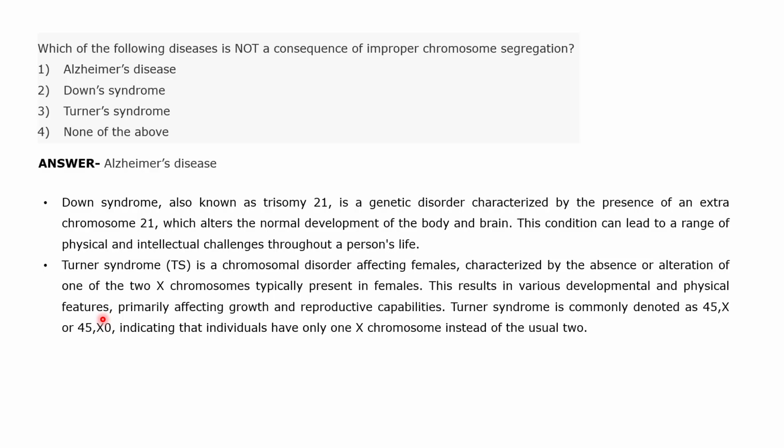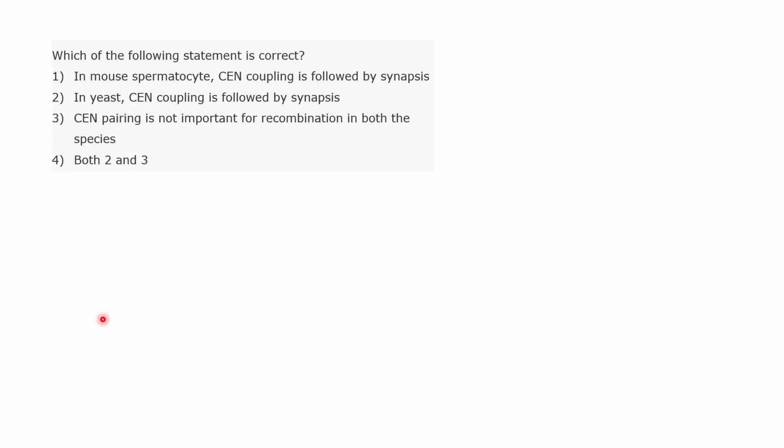Okay, so I think it's quite clear, right? You also know the basics. So I will just move on to the next question. Okay, which of the following statements are correct? Option 1: in mouse spermatocyte, centromere coupling is followed by synapsis. Option 2: in yeast, centromere coupling is followed by synapsis.